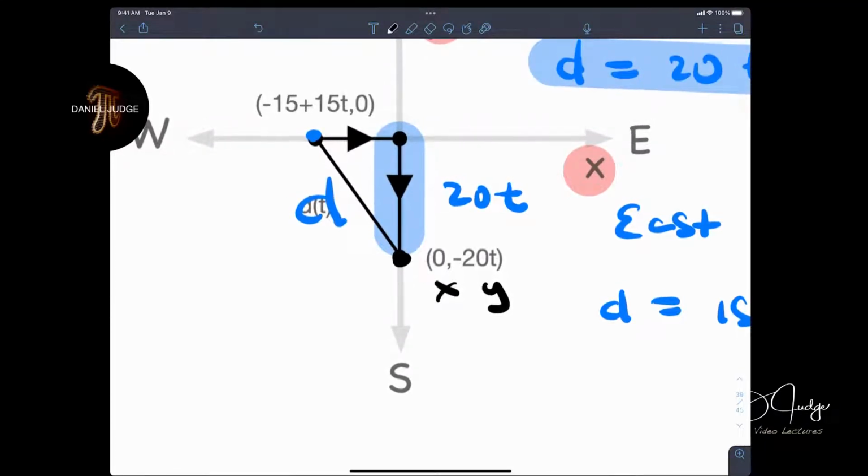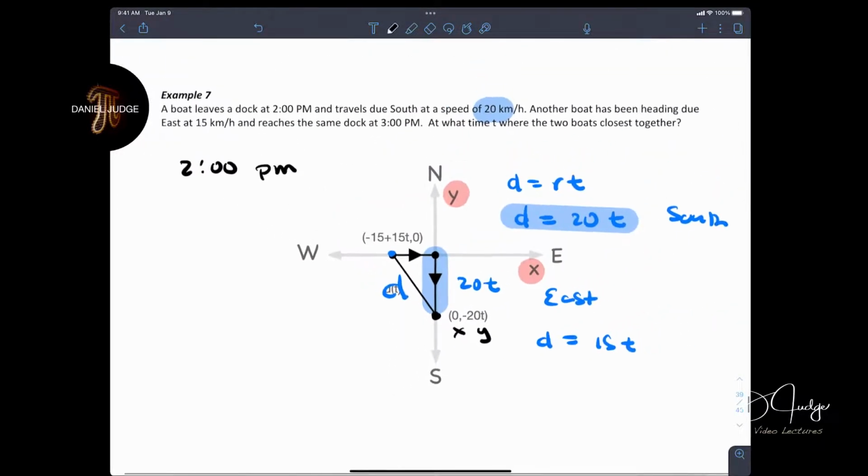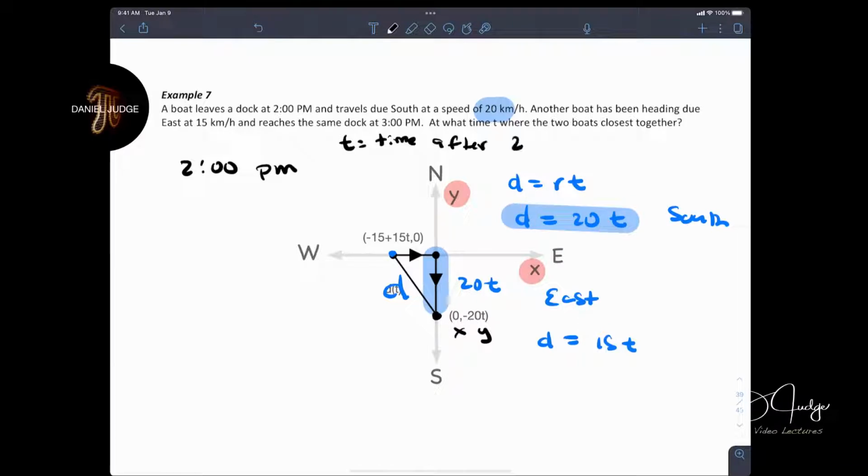Distance is rate times time, so it's 20t. And this is time. You say, what do you mean time? This t is actually time. And you say time really after 2 p.m., so it's like your stopwatch starts at 2. So t is time after 2 p.m. Okay, that's the time variable.